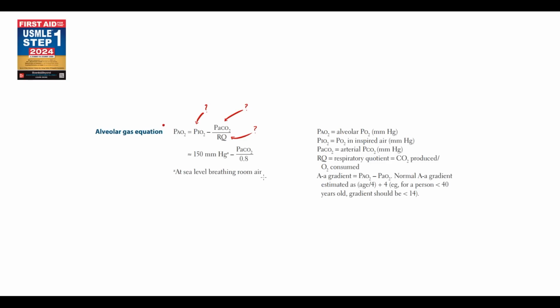Basically, this gradient shows how easily oxygen can diffuse into the blood. And the major factor that in normal condition determines alveolar arterial gradient is age. The older the person, the more difficult for oxygen to diffuse into the blood. The normal value for alveolar arterial gradient is 5 to 15.